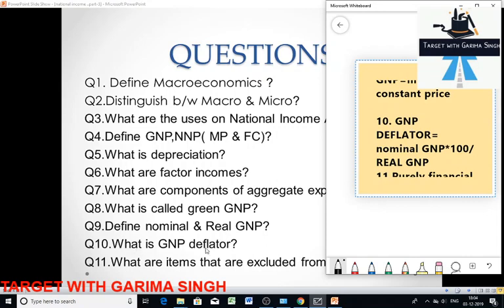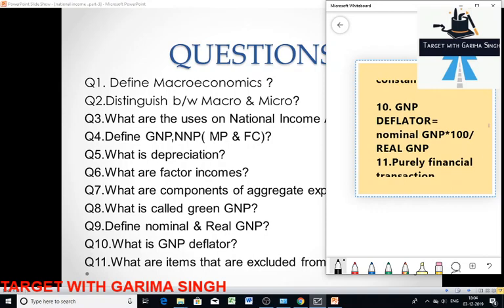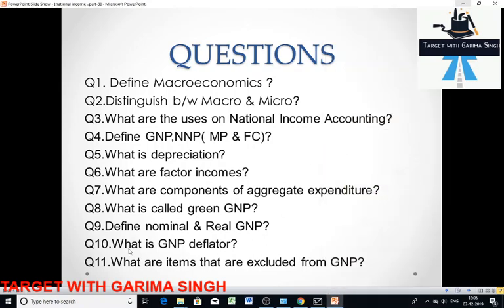The 10th question is, what is GNP deflator? Here is its formula: nominal GNP multiplied by 100 divided by real GNP, that is the formula of GNP deflator. But what actually is GNP deflator? It is a statistical tool used to measure the average level of prices of all goods and services that make up GNP, and that is the symbolic formula.